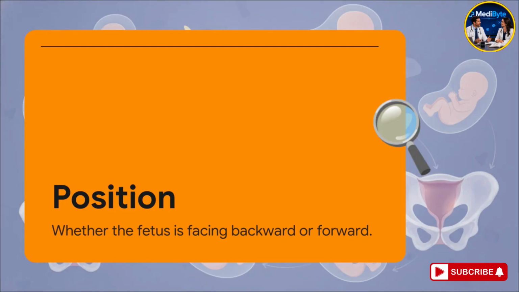Next, we've got position. This specific term refers to whether the fetus is facing backward or forward in relation to the mother. Doctors look closely at the occiput. That's the bone right at the back of the baby's head. So if the baby is facing backward toward the mother's spine, that's called occiput anterior. But if the baby is facing forward toward the mother's pubic bone, it's called occiput posterior.